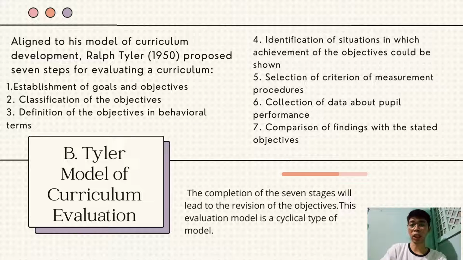Number 4, identification of situations in which achievement of objectives could be shown. Number 5, selection of criterion of measurement procedures. Number 6, collection of data about pupil performance. Number 7 is comparison of findings with the stated objectives. The completion of the 7 stages will lead to the revision of objectives. This evaluation model is a cyclical type of model. For you to know, cyclical model is a continuous process of curriculum development.